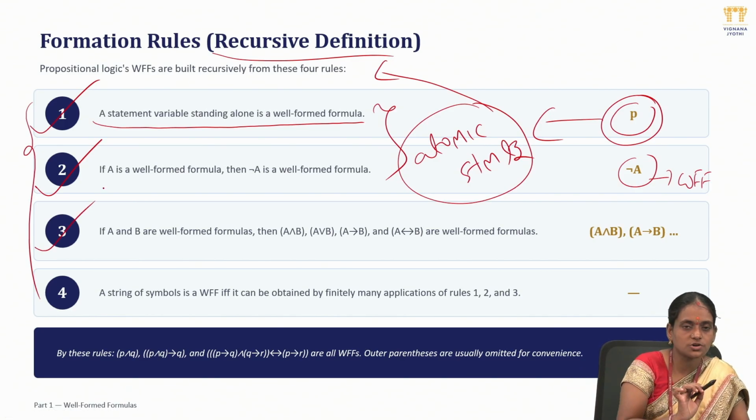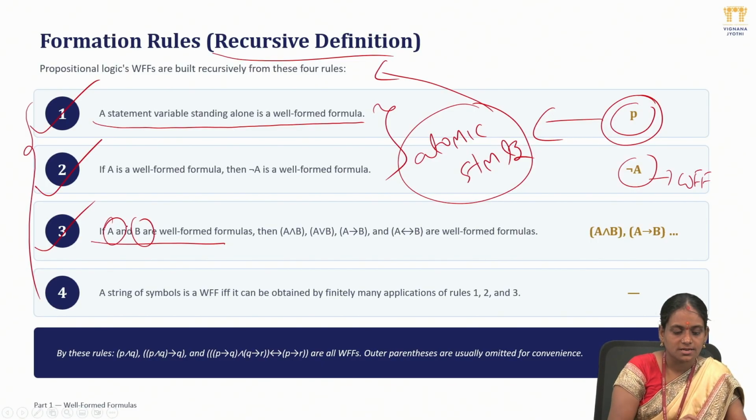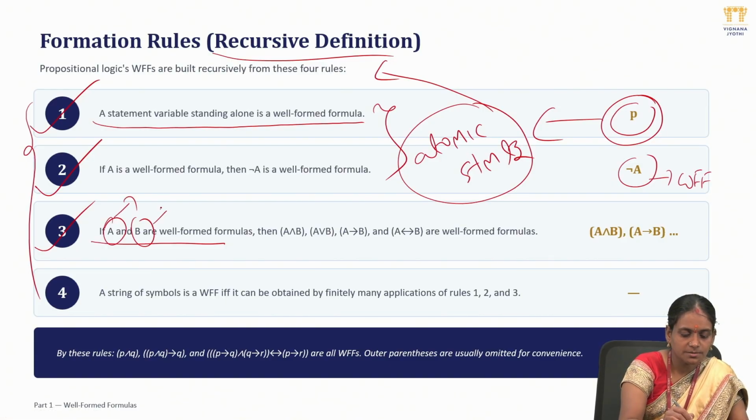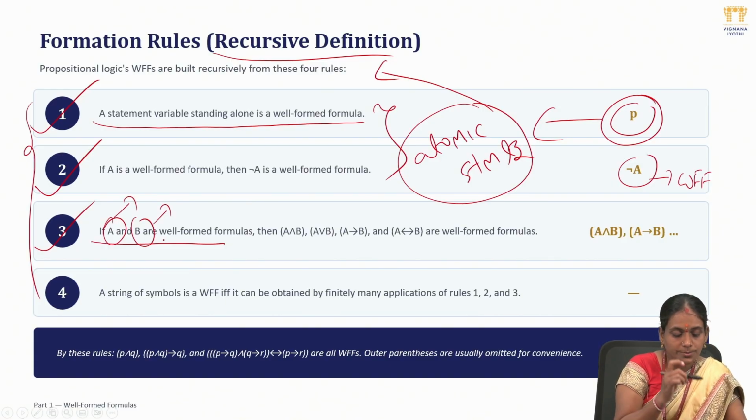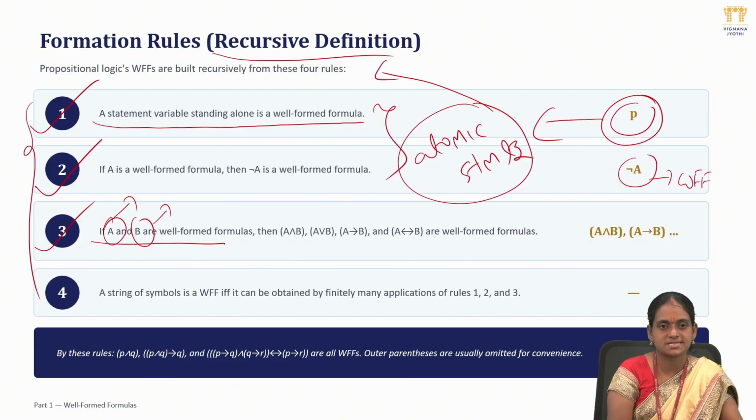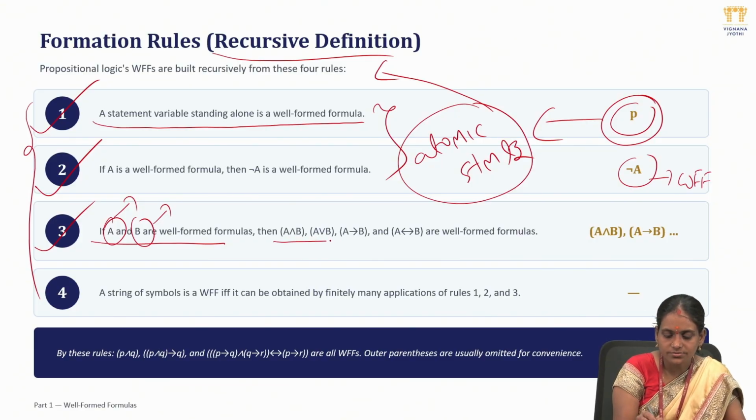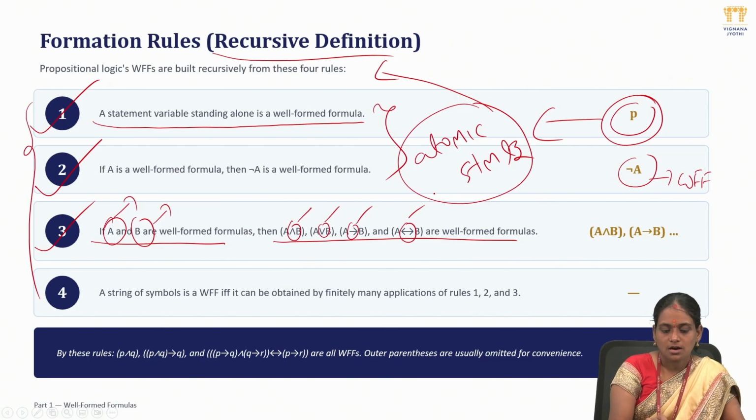And next, the third rule. Here I am considering A and B. A is one atomic statement, B is one atomic statement. If I use these 2 statements, in terms of the symbolic representations we had already seen: and, or, implication, biconditional, or simply different types of connectives.